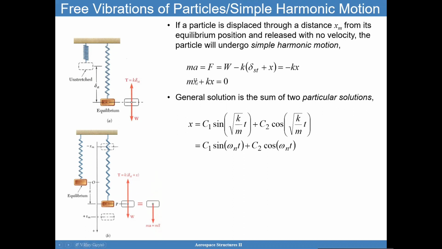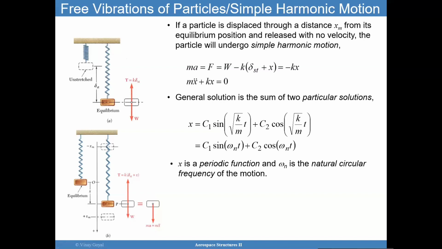So we can solve this very simply. You can use wolframalpha.com. I don't want to spend time today on how to solve differential equations, but the general solution for this equation is C1 sine omega n t plus C2 cosine omega n t, where omega n is equal to the square root of k over m. So that's the general solution to this problem. Again, we've called this square root of k over m omega n.